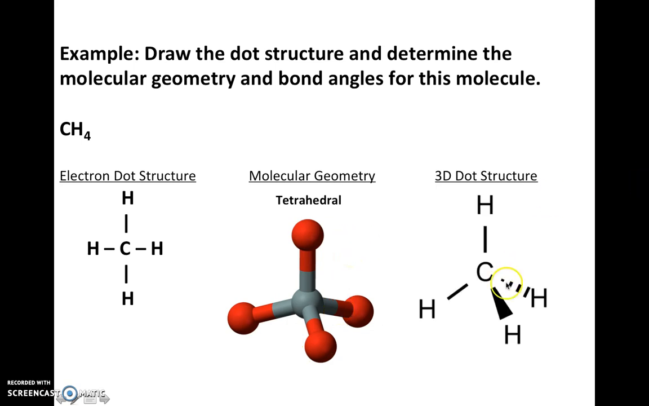So our 3D dot structure would end up looking like this. 1 hydrogen on top and 1 hydrogen to the left all fall in the same plane. 1 hydrogen pointed towards us, 1 hydrogen pointed away from us. So in this way, our 3D dot structure gives us a better idea of what the actual molecule geometry is.